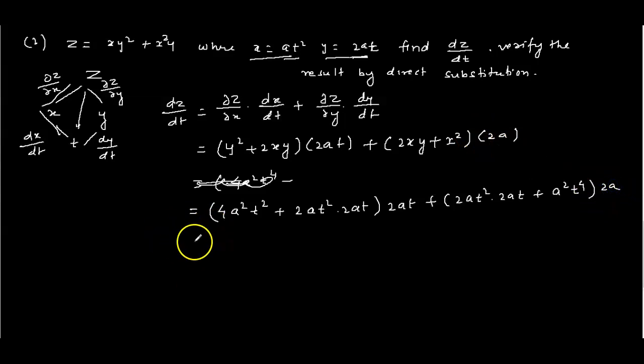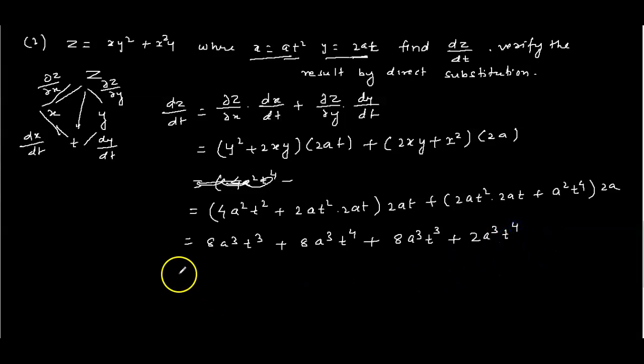So now if you simplify here, this becomes 4 a cube and t cube, plus 2 a cube t power of 4. If you multiply 2 and 4, 8 a cube t power of 4, plus this one, 4 a square t cube into 2a, 8 a cube t cube, plus this one, 2 a cube and t power of 4. So now if anything is common, 8 a cube and this one is the same only. So this is correct: 16 a cube and t cube, plus 8 plus 2, 10 a cube and t power of 4. So this is the answer.